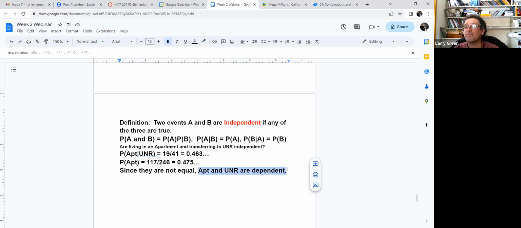So those are not the same. Probability of A given B is not the same thing as the probability of A. Any questions on that? So those are dependent.